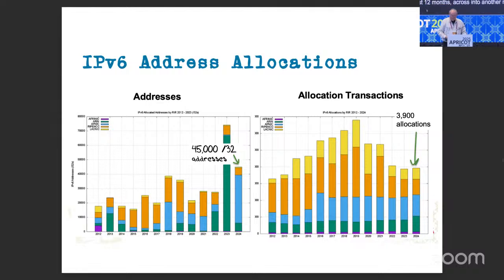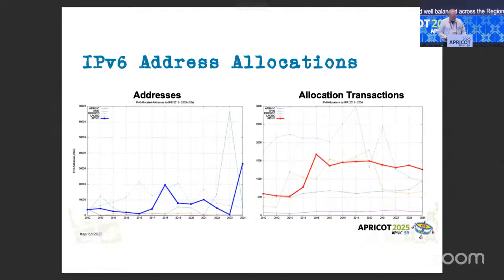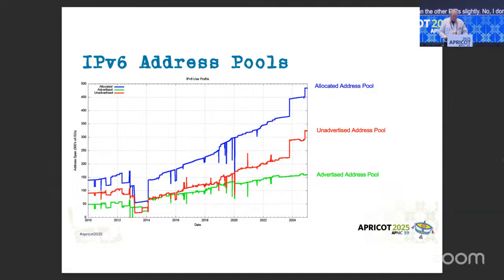3,900 allocations, much the same level of activity as V4, and a little bit better balanced across the regions. If you look at the colours there, it's much the same. There's the line graph. APNIC in addresses. Last year we did a big one. The year before there was almost no V6 activity in APNIC, the year before in 23, bigger in 24. Number of transactions, we're doing more than the other RIRs slightly. I don't think it really makes much difference. The IPv6 address pools, slowly and surely.